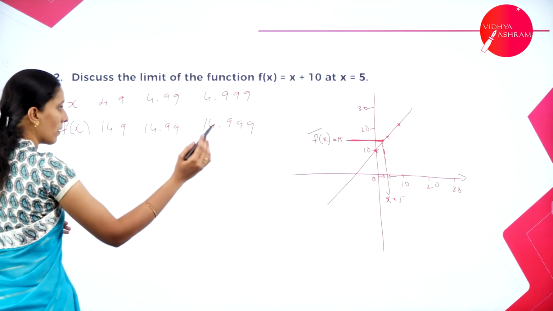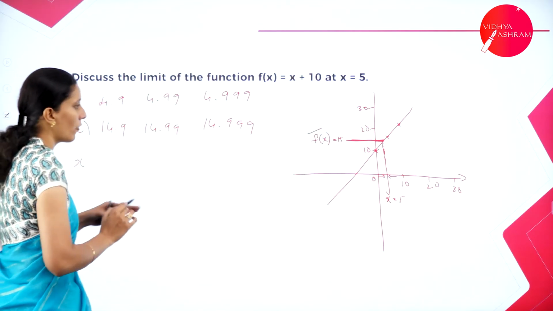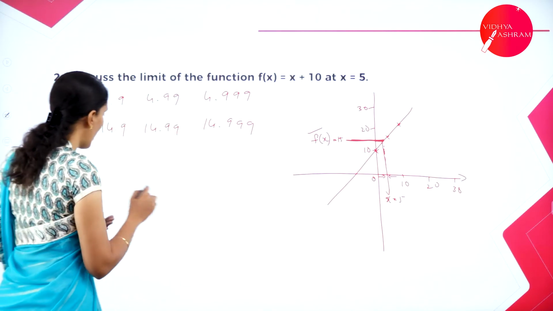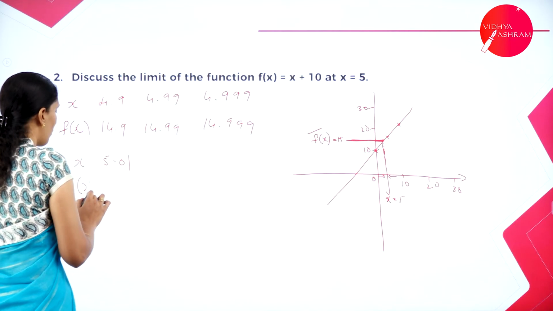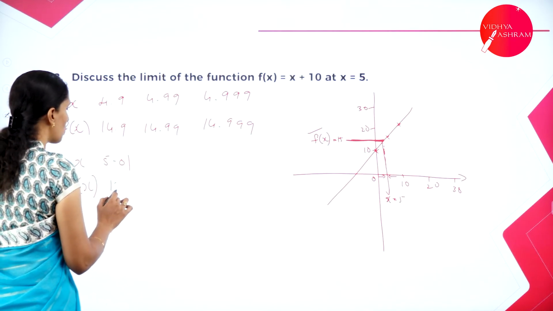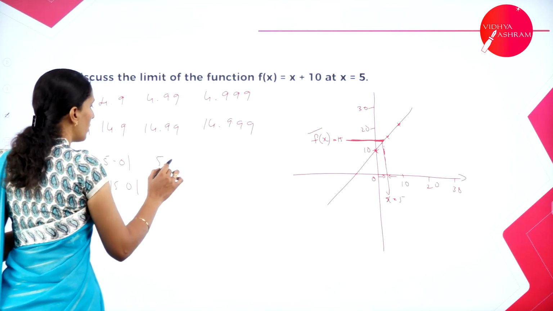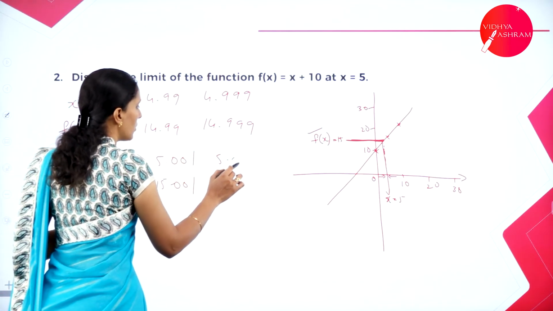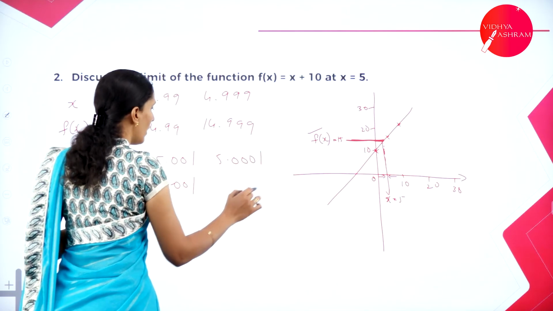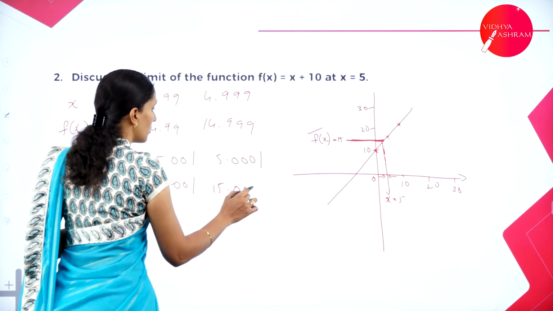Now let me take from the right side. So x on the right side means 5.01. Taking 5.01, very close to 5, f of x is 15.01. 5.001, 15.001. 5.0001, then it is almost 15.0001.